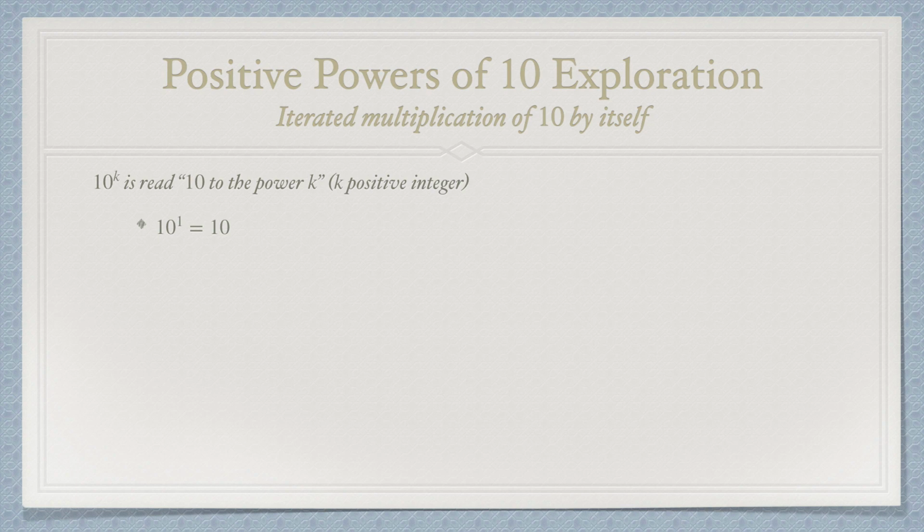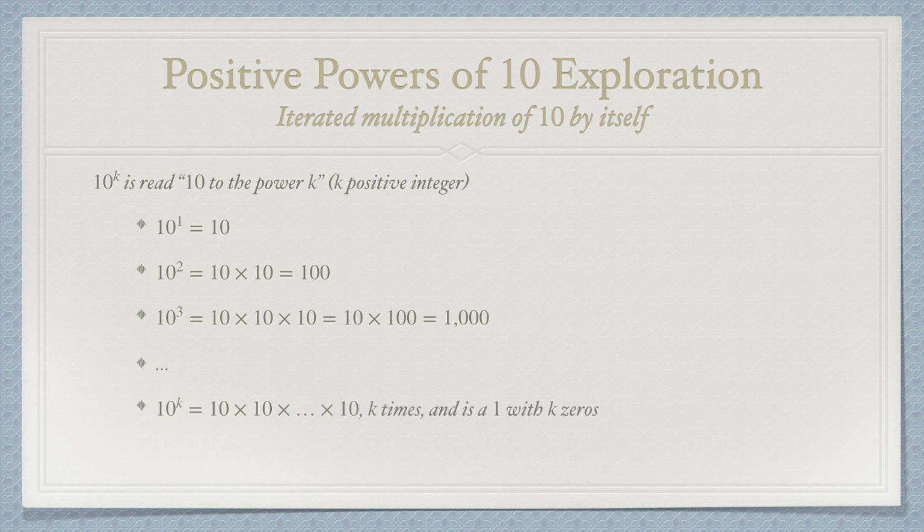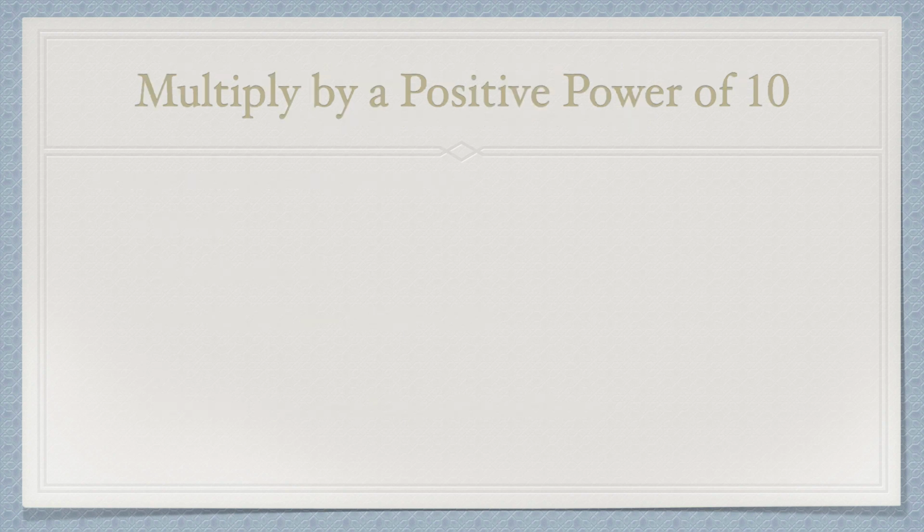10 to the power 1 is 10. 10 to the power 2 is 10 multiplied by 10, that is 100. 10 to the power 3 is 10 multiplied by 10 multiplied by 10, that is 10 multiplied by 100, or 1000. And we continue. 10 to the power k is 10 multiplied by itself k times, and it is also a 1 with k zeros. But in exponential notation, we multiply decimal numbers by positive powers of 10.